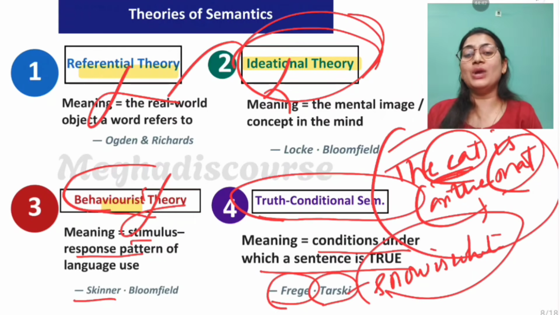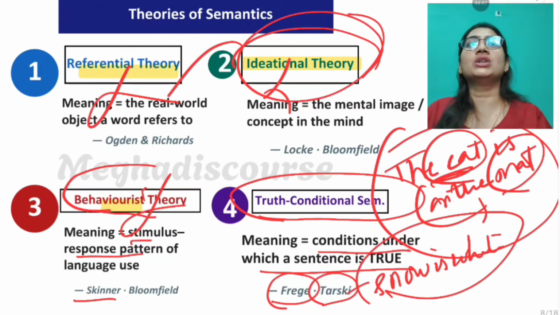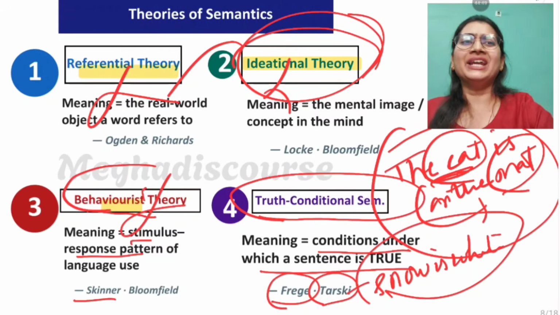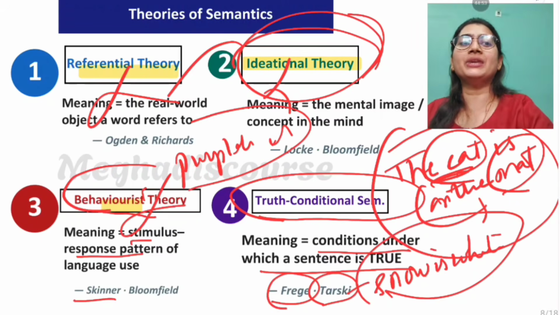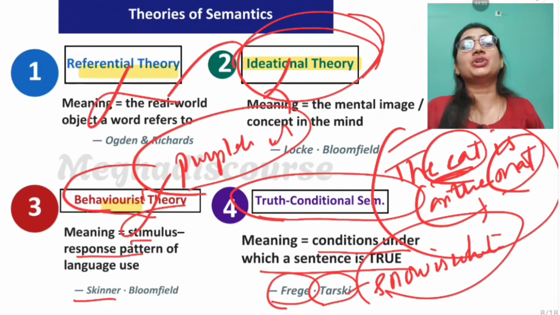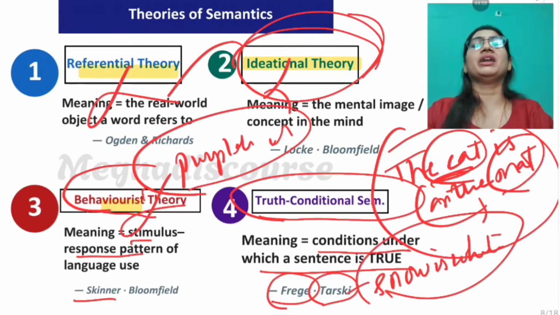We know when it is true and we know when it is false. If I'm saying the purple elephant is dancing on the green moon, can it be possible there is a purple elephant? No, there is no purple elephant. It means it is against truth-conditional semantics. So this statement is false.